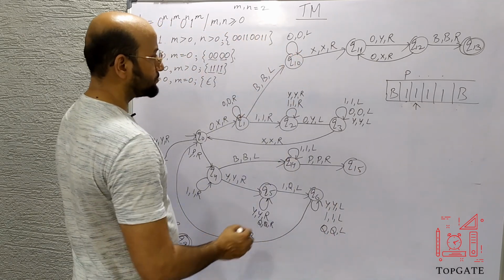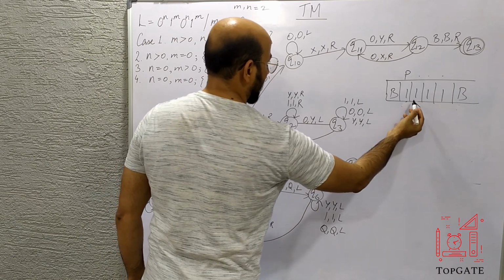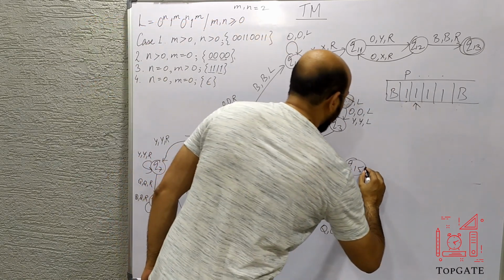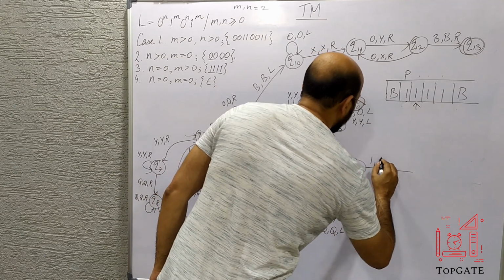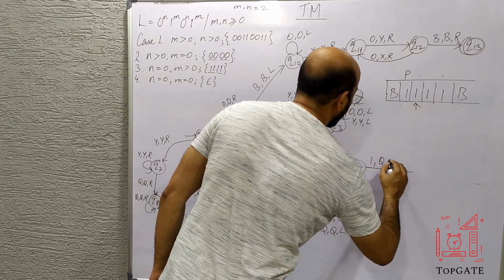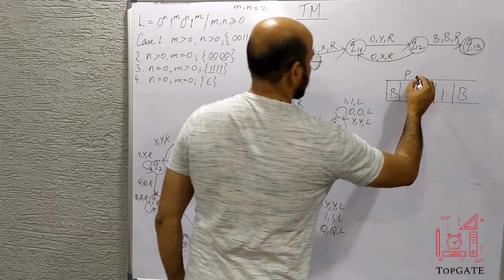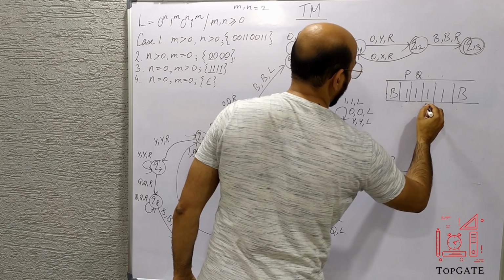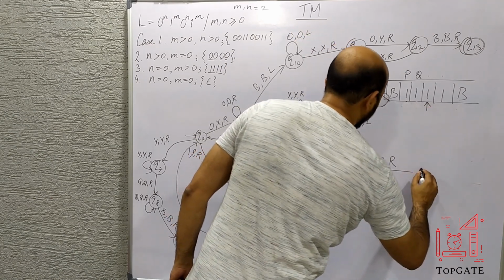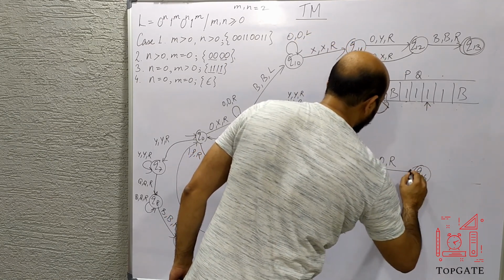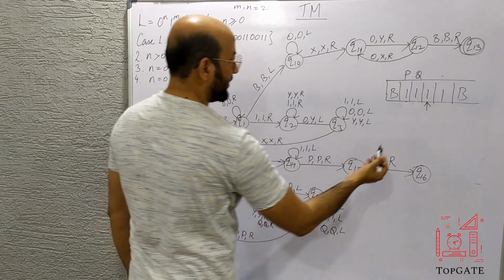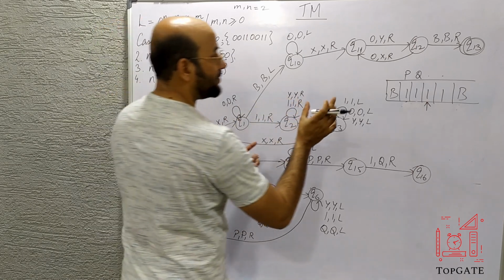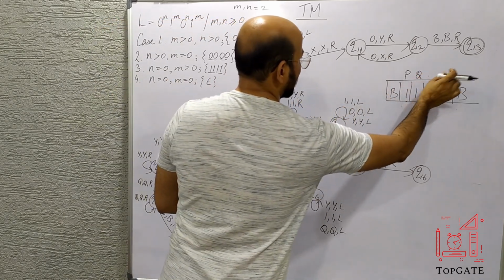Okay, and at Q15 what I'm finding a 1. So this 1 has to be changed to q this time. So I'll take a move. If you find 1, change it to q and go to the right hand side. So this 1 will be changed to q and the pointer will point on to the next one and the state is Q16 this time. Okay, now again next one has to be changed to p because we are doing it in pair wise, that is PQ, PQ, PQ and so on.